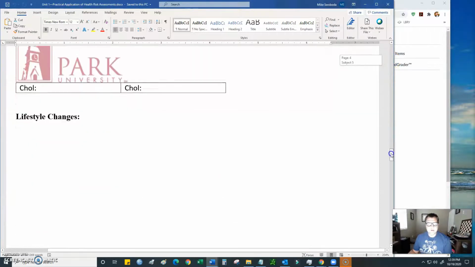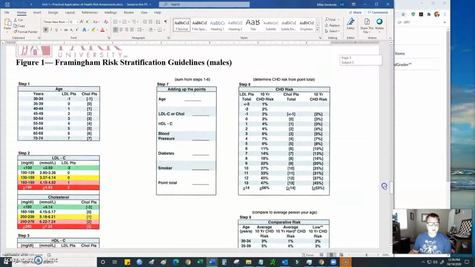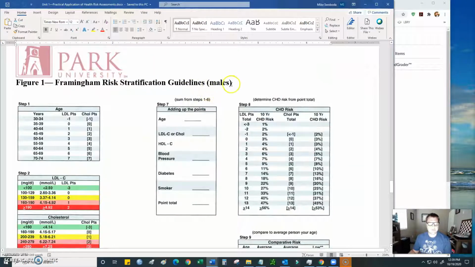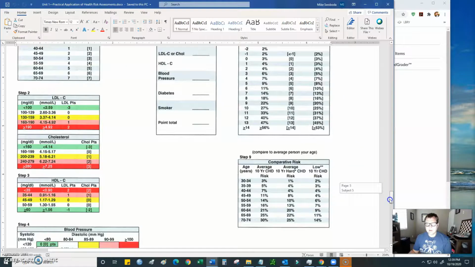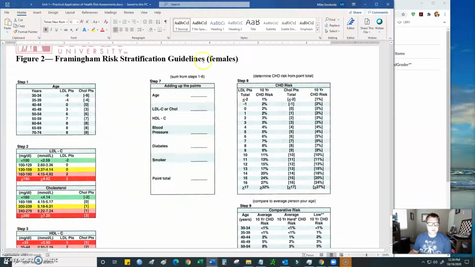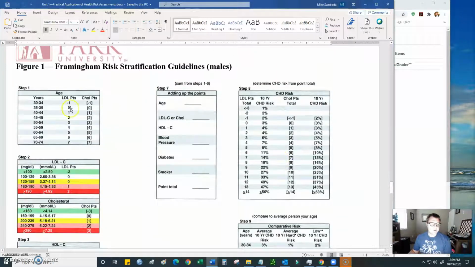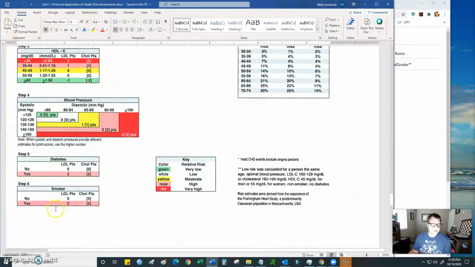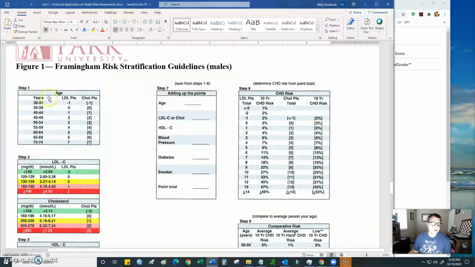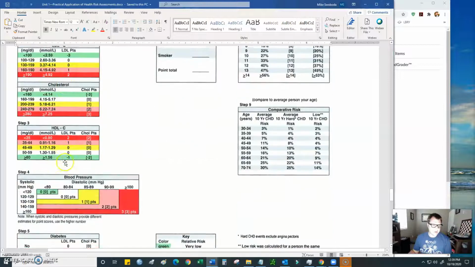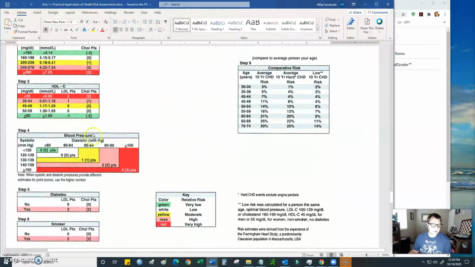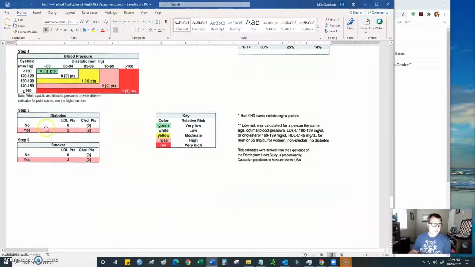The scales you need are at the bottom here. Figure 1 is your risk stratification guidelines for males. Figure 2 is your risk stratification guidelines for females. Let's look at everything you need here. There are 6 different things you need to know: their age, their LDL cholesterol, their total cholesterol, their HDL cholesterol, their blood pressure, if they have diabetes, and if they're a smoker.